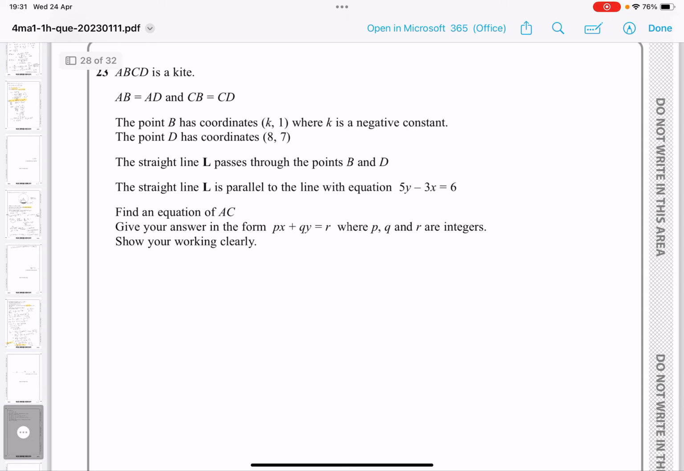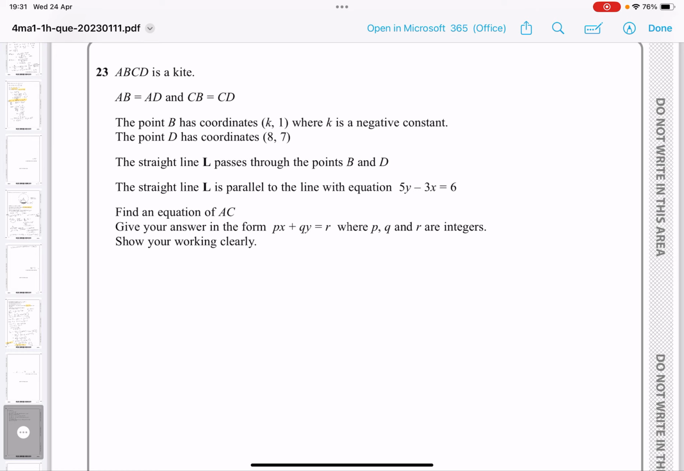Next question. ABCD is a kite, AB equals AD, and CB equals CD. The point B has coordinates (k, 1), where k is a negative constant. Point D has coordinates (8, 7). Straight line L passes through points B and D. The straight line L is parallel to the line with equation 5y minus 3x equals 6. Find an equation of AC and write it in the format that they've given.